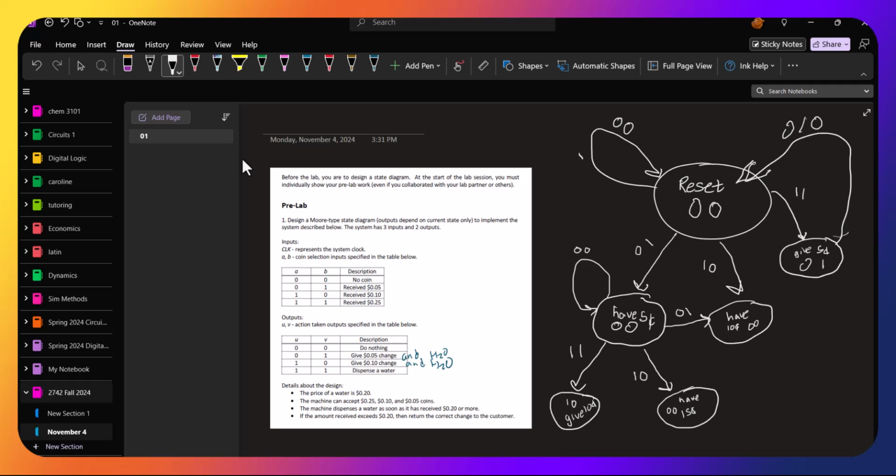No, you just have 5 because from this state you had put in 25. There's nothing in the machine right now. It gave you 5 cents change. So if you put in 5 cents, you go to have 5 cents. If you put in 10 cents, you go here. And if you put in 25, you go back to where you were. Does that all make sense?